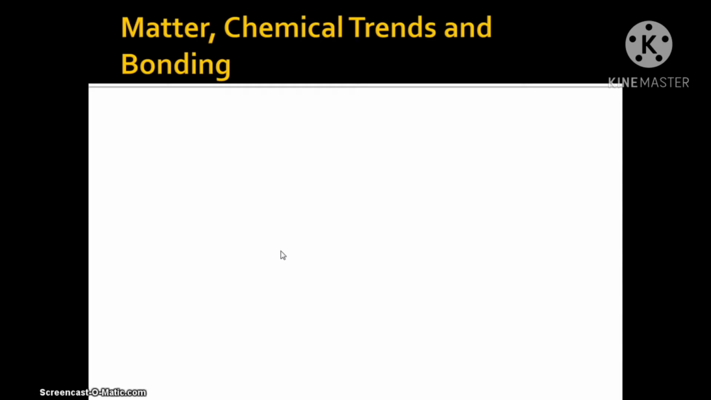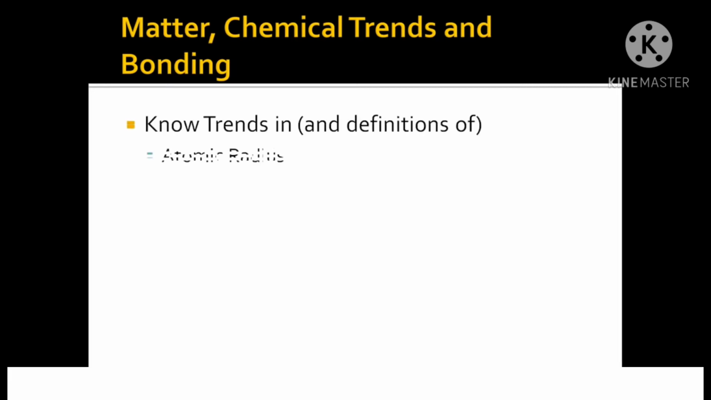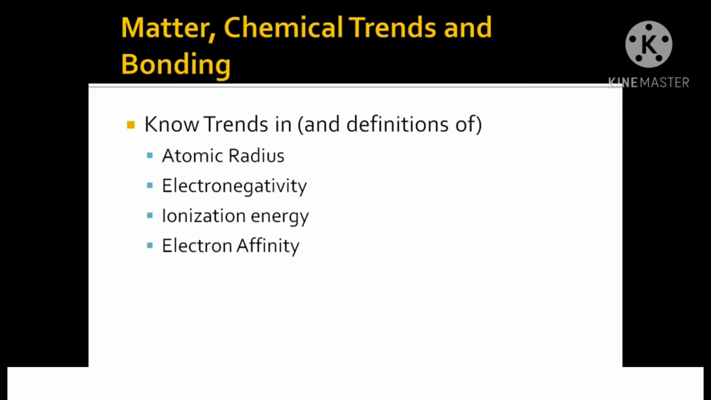Matter, chemical trends, and bonding. Now, for this, you do need to know the general trends, and especially you need to know them for grade 12. You need to know them for university. In fact, a lot of this stuff you need to carry over into university. Atomic radius, electronegativity, ionization energy, electron affinity, and finally nuclear charge are things that you want to know the trends of.